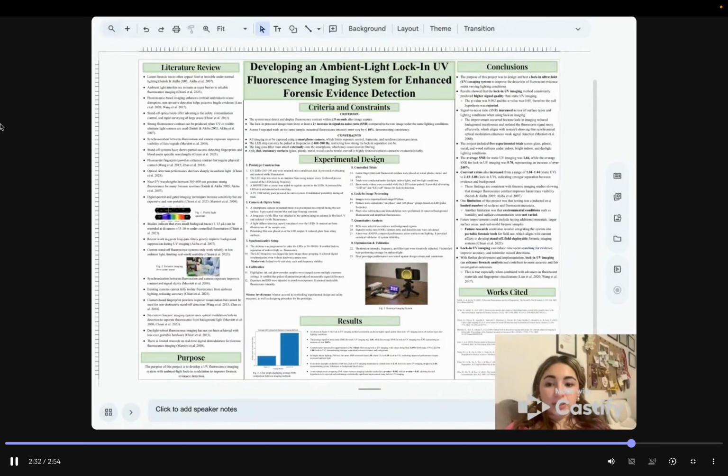Overall, my project demonstrates that ambient light lock-in UV imaging can significantly improve forensic evidence detection using a low-cost portable system. And instead of needing a dark room, investigators could potentially use this technology in real-world environments, improving accuracy, reducing missed evidence, and making forensic analysis more practical in the field.